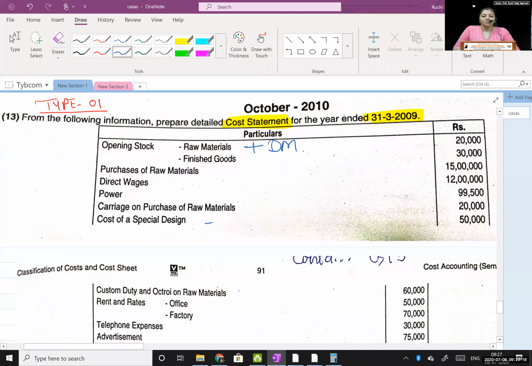Opening stock of finished goods. No, not selling and distribution, Swapnil. Opening stock of finished goods, beta, will be added after cost of production. Add to cost of production. After factory, you will take admin overheads, and then you will get the total cost of production. After that, add opening and closing finished goods.